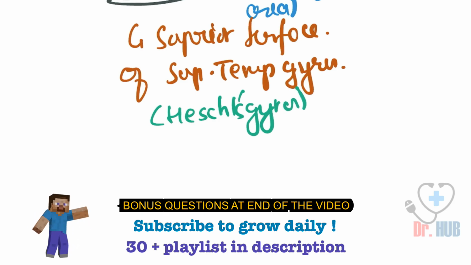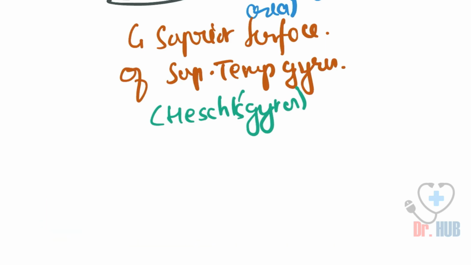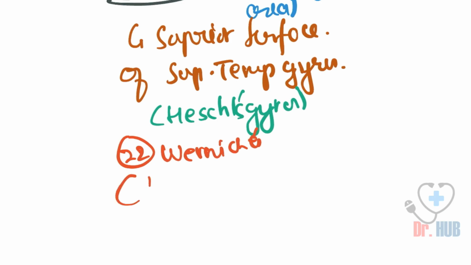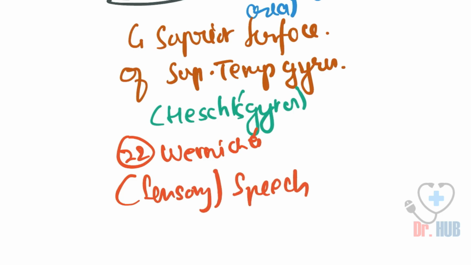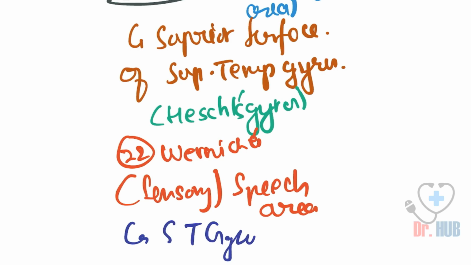Then we move on to area 22. So what is area 22? In case of area 22, it is known as the Wernicke's area, also known as the sensory speech area. So what is this Wernicke's or sensory speech area? It is located in the superior temporal gyrus.